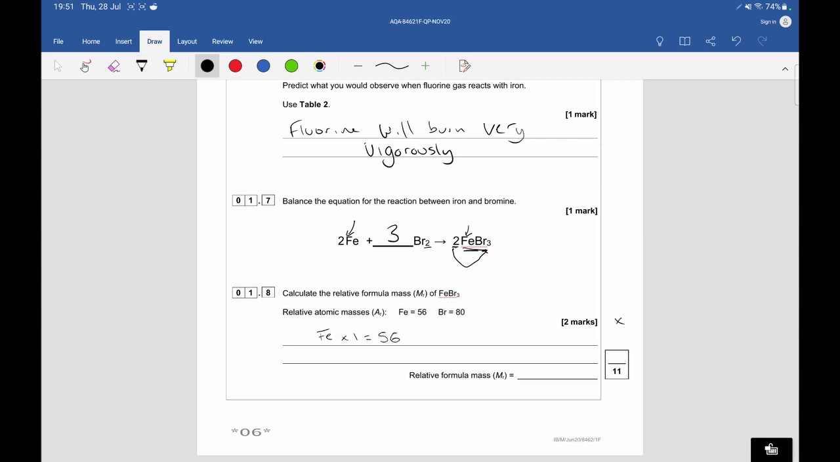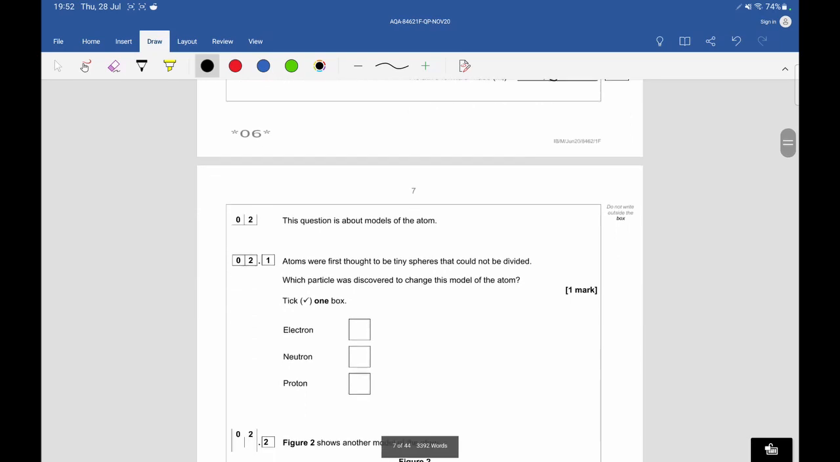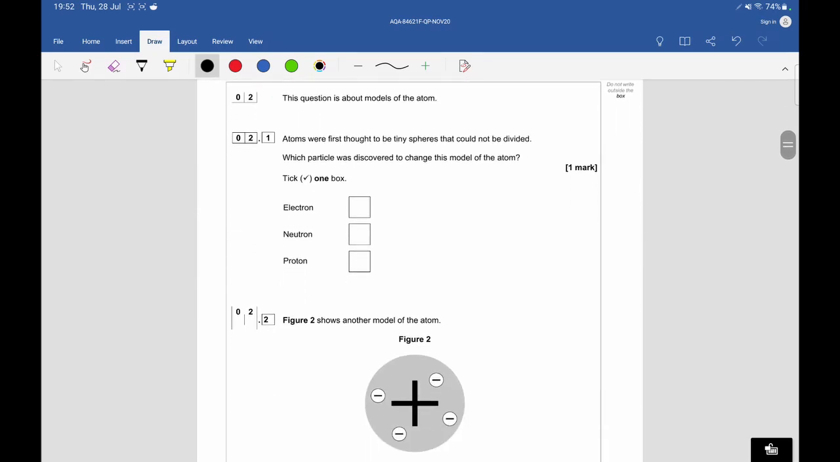So 56 times 1 is 56. And I've got bromine, which is 80 times by 3. And that's going to be 240. I'm then going to add those 2 things together, and this will give me an answer of 296 as my relative formula mass. Question number 2 asks you to read through these questions about models of the atom.